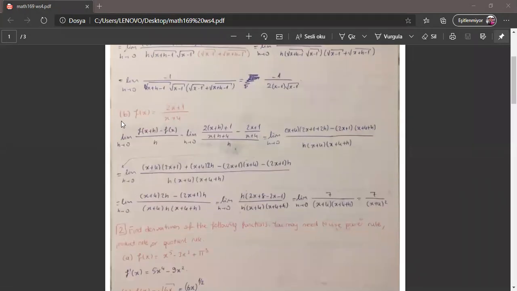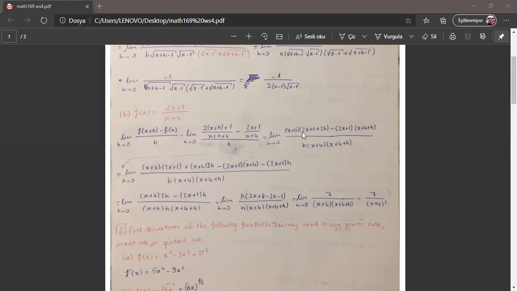So what about this part B? Again, we'll apply the definition. So we put x plus h instead of x here in the function. We have this. This is the same with the function over h, okay? So for this, what do we do? We again multiply this by this one's denominator, which is x plus 4, and we multiply this by x plus h plus 4, okay? So we get these ones, okay?